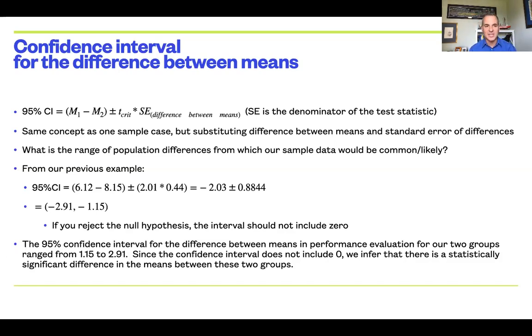So that's the confidence interval for the difference between means. It's calculated very similarly to the confidence interval around the mean of one sample. Just we use the difference in samples and the standard error of the difference between means rather than the mean and the standard error of the mean.